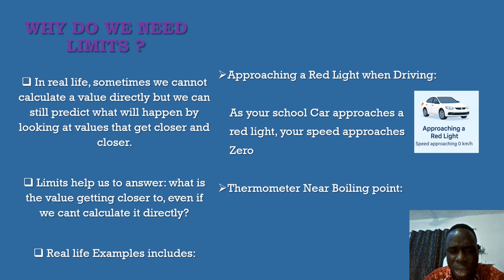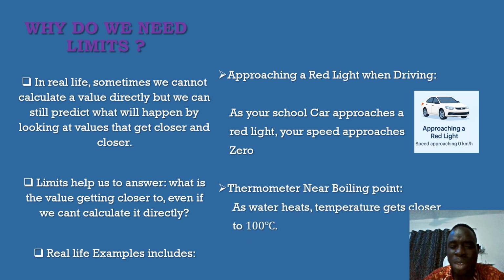Another real life example is bringing a thermometer near a boiling point. When the temperature gets closer and closer to 100 degrees Celsius, you start to know the behavior of the boiling water. You see bubbles indicating that the water is about to start to boil. So that is a real life example of a limit: starting to know the behavior of something when the value is getting closer and closer to something else.